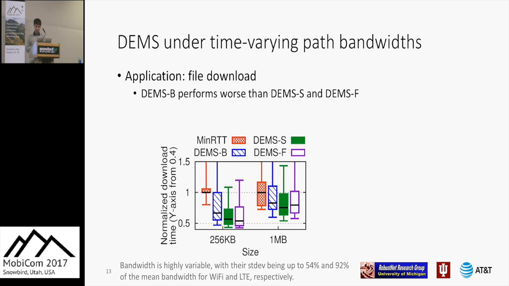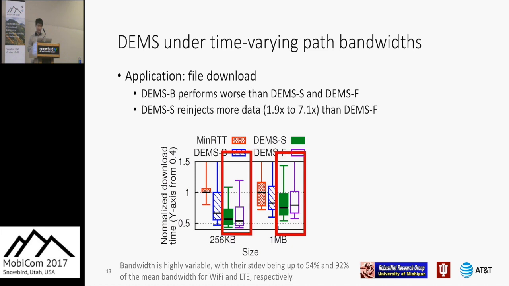So in this figure, we compare three variants of DEMS. So we see that DEMS-B performs worse than DEMS-S and DEMS-F. So this is because DEMS-B doesn't have reinjection, and the changing bandwidth can cause the unbalanced subflow completion.